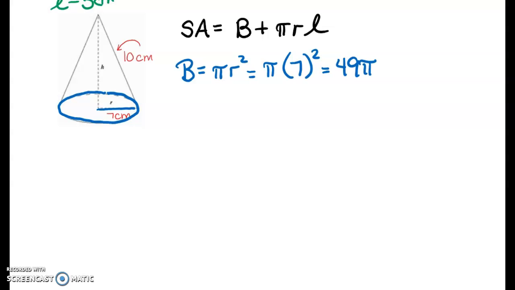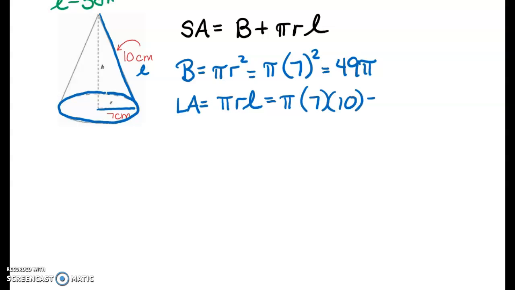Okay, my slant height, they did give me my slant height. This is my slant height right here. I have an arrow pointing to it. That's my slant height. So my lateral area is pi r slant height. So that's going to be pi times 7 times 10. So that's 70 pi centimeters squared. My base was also centimeters squared.